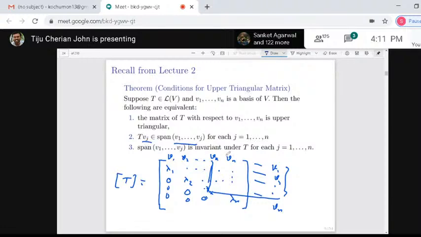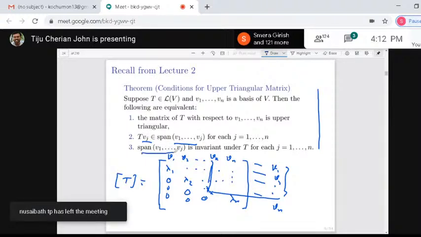Now, the span of v1, v2, up to vj is invariant under T. These are all the same things. This we have to remember. This is the crucial thing: if T has an upper triangular matrix, then for each j, T of vj is in the span of v1, v2, up to vj, and this subspace span of v1, v2, up to vj is invariant under T for each j.